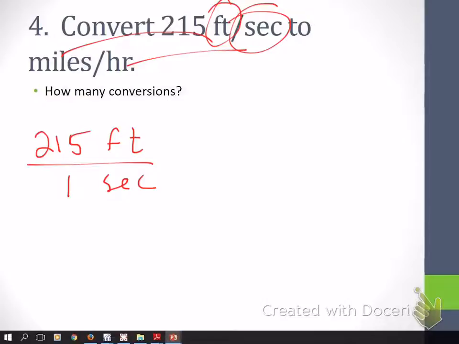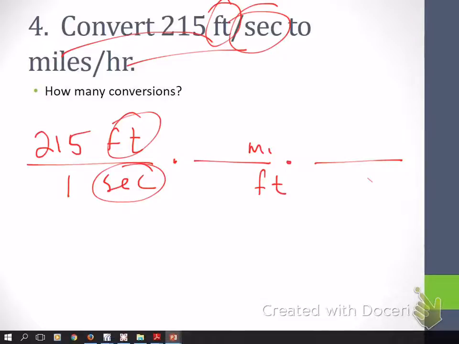Okay? Now, I need 2 conversion fractions because I'm going to change 2 units. It doesn't matter which unit you change in which fraction. Okay? I'm going to start with feet. Since feet are in the numerator, I need feet to be in the denominator in this first fraction. Well, since I'm changing feet to miles, that means I got to have miles in the numerator. In the second fraction, I'm going to use seconds. Since seconds are in the denominator, I'm going to put seconds in the numerator to help divide those out. And since I'm changing seconds to hours, I'm going to put hours in the denominator of that same fraction.